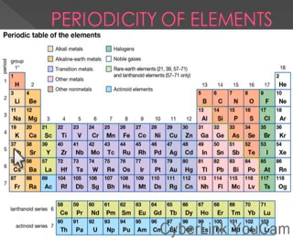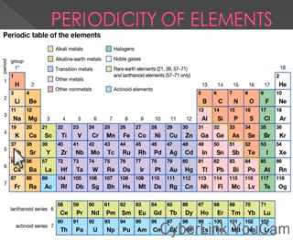Now, let us go to the groups. The group 1 elements have 1 electron in their valence shell. Group 2 has 2 electrons in their valence shell, and it goes like that: group 3, group 4, and then group 8, which has a complete shell.